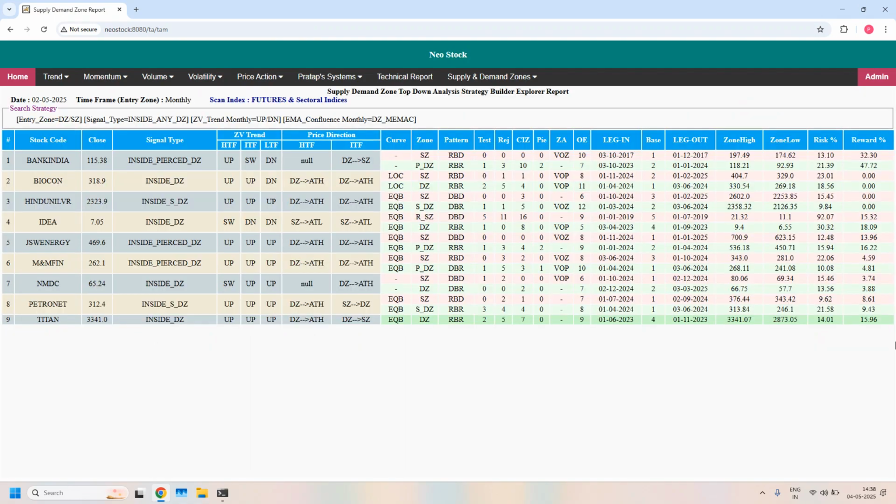So we got 9 stocks. These 9 monthly demand zones are having monthly EMA confluence. At the same time, current price closed inside this monthly demand zone.